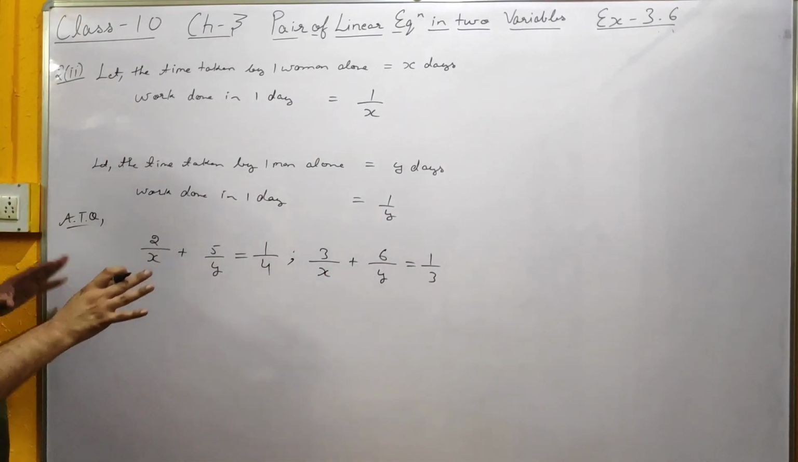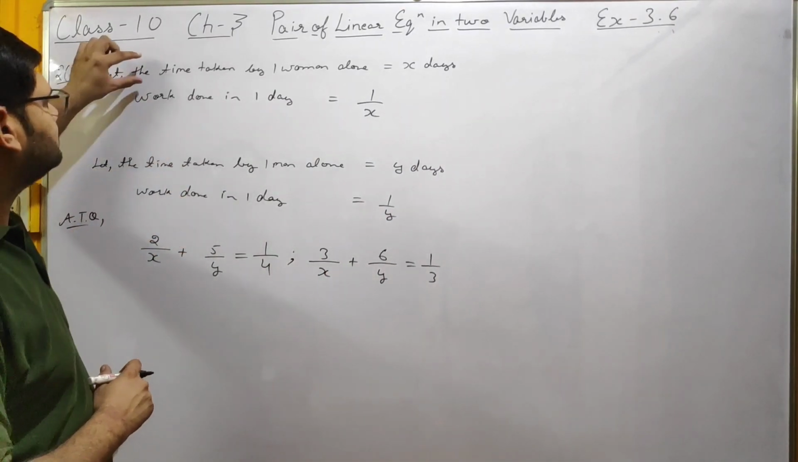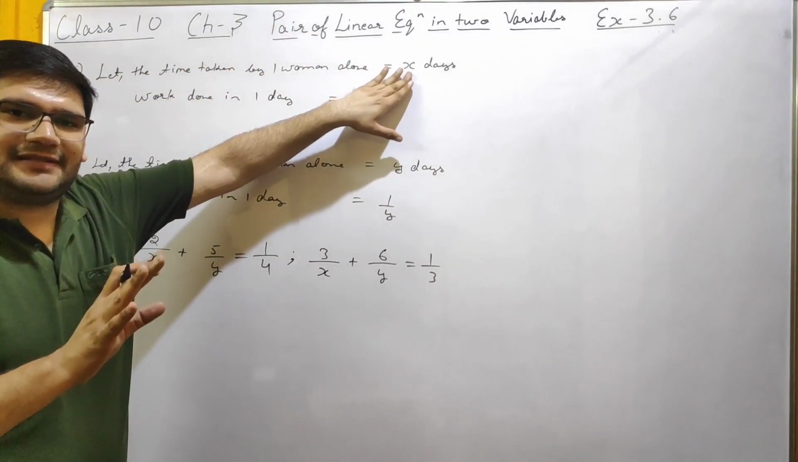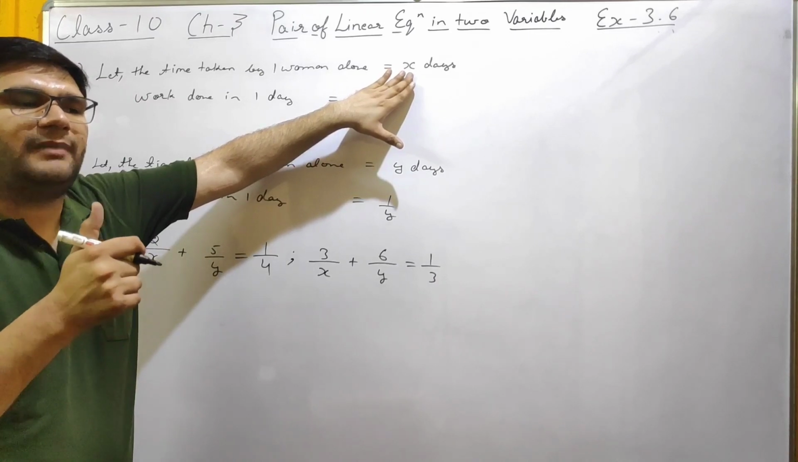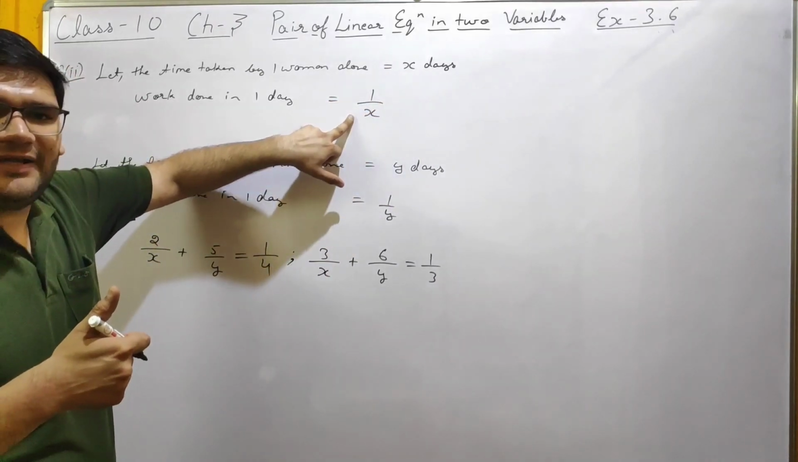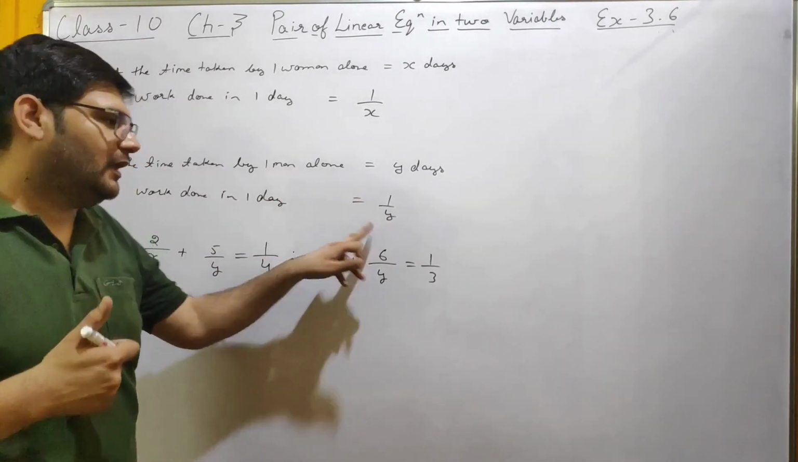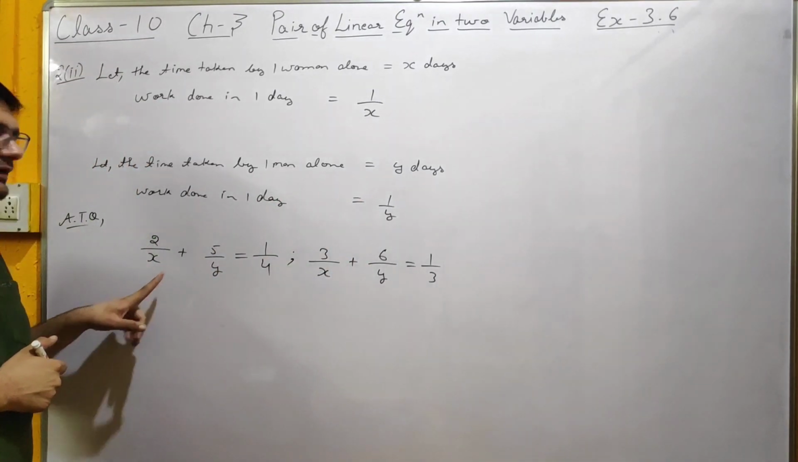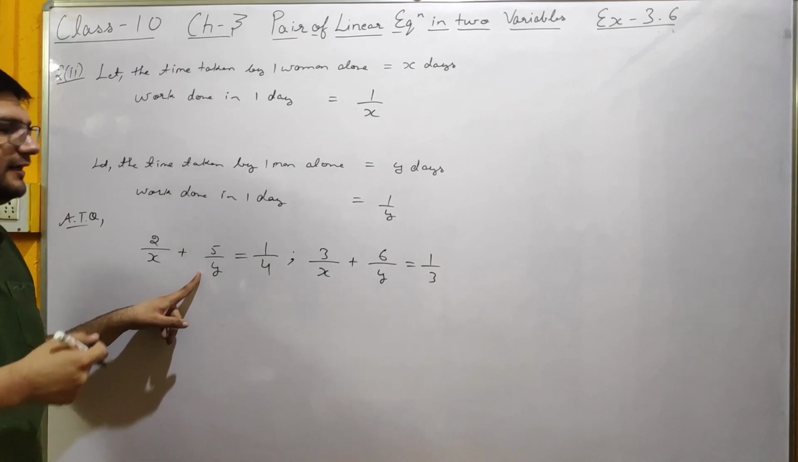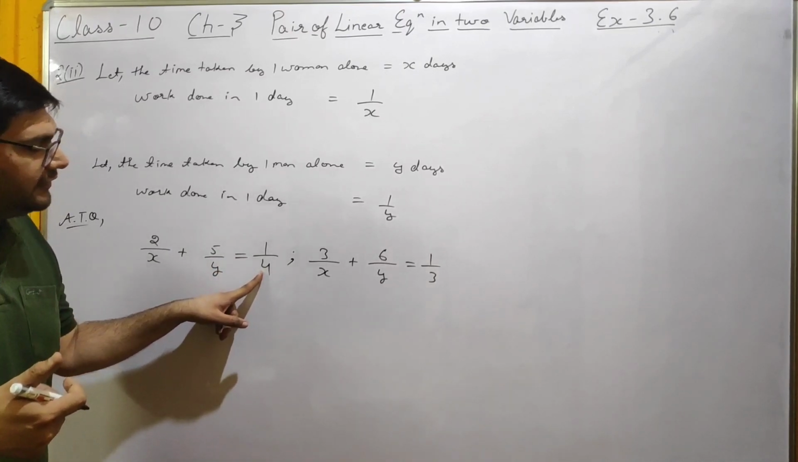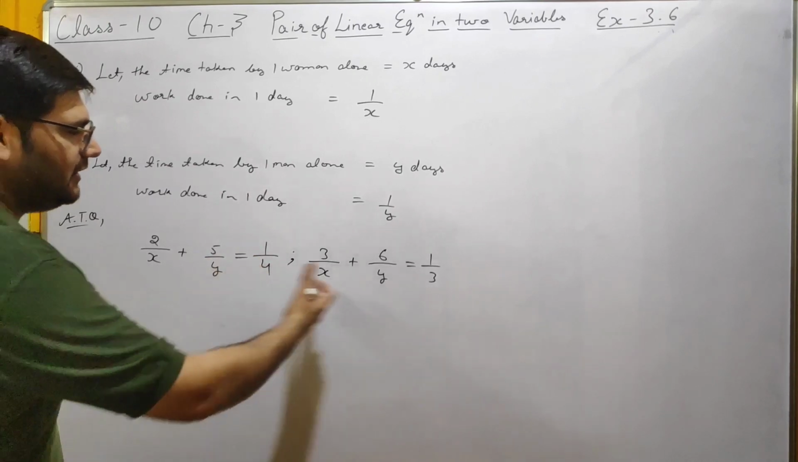I'll just start once again. The time taken by one woman alone is X days, so the work done by her in one day will be 1 by X. Similarly, for a man it will be 1 by Y. Now 2 women plus 5 men together do the work in 4 days, so in one day they do 1 by 4. Similarly, we have made 2 equations.